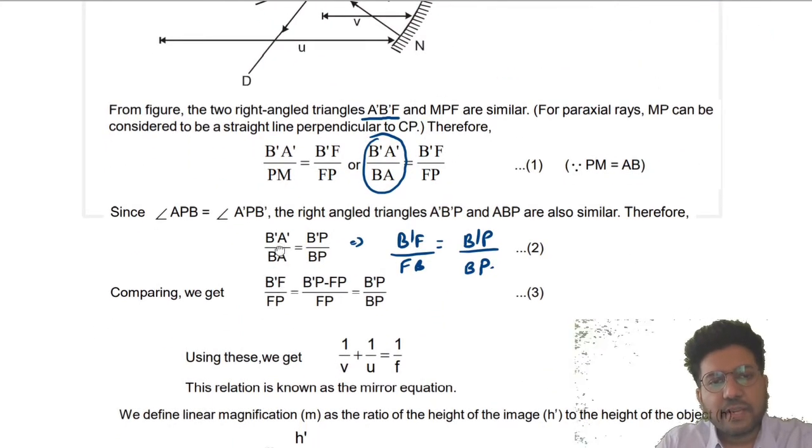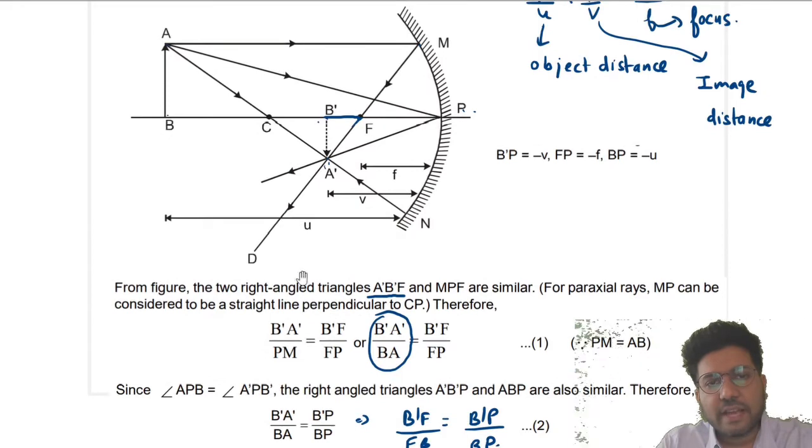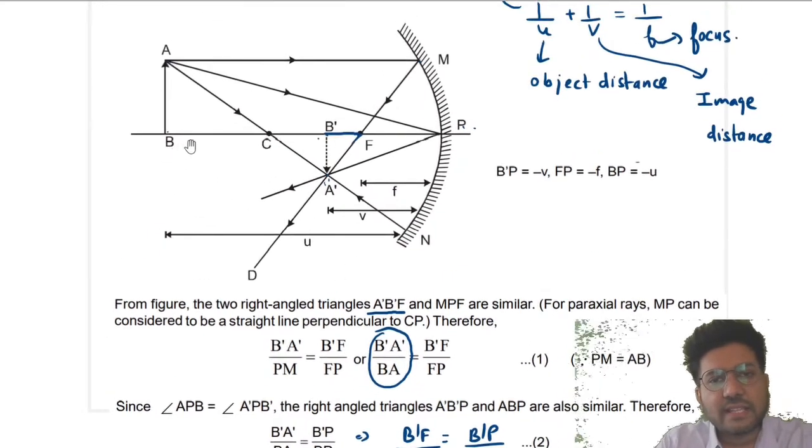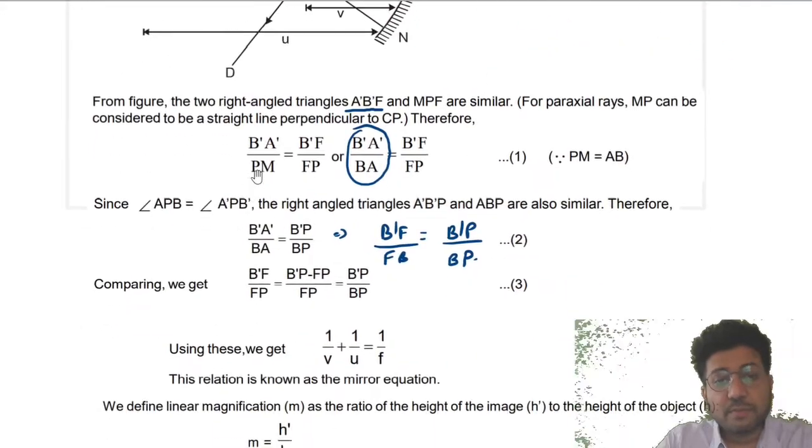Similarly, FP is what? FP is from here F. Then FP by FP is 1. And then B dash P is what? B dash P is again V. And BP is what? U. Okay, put with proper sign.